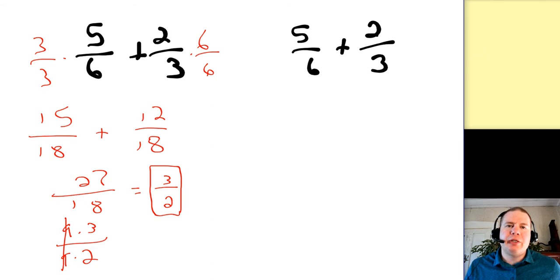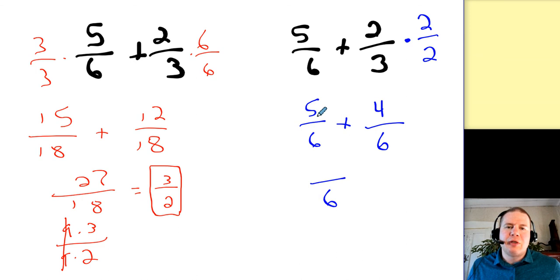If we pay attention, we can see I don't have to do 6 times 3. I can leave the 6 alone because this 3 is a factor of 6. Or another way to say that, 6 is a multiple of 3. 5/6 can just sit there as 5/6. 2/3 is equivalent to 2 times 2 is 4, 3 times 2 is 6. I have the same denominator now. 5 plus 4, that's 9/6.